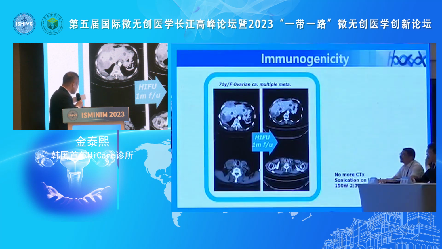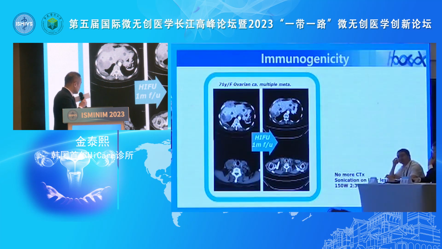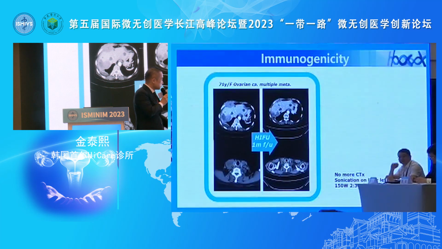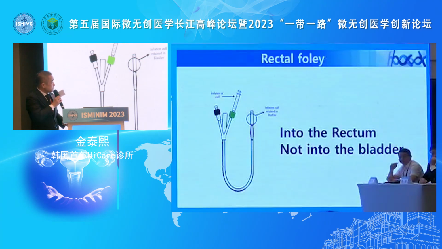Let's see this lymph node, this neck lymph node. I didn't treat this lymph node. This lymph node size was 36 millimeters, and I didn't treat it, but 1 month later it rapidly shrank to 23 millimeters. So this is an example of a systemic immune effect. Low temperature HIFU makes a systemic immune reaction. The power was 150 watts. So I think the low temperature HIFU immunogenicity is worthwhile to study.